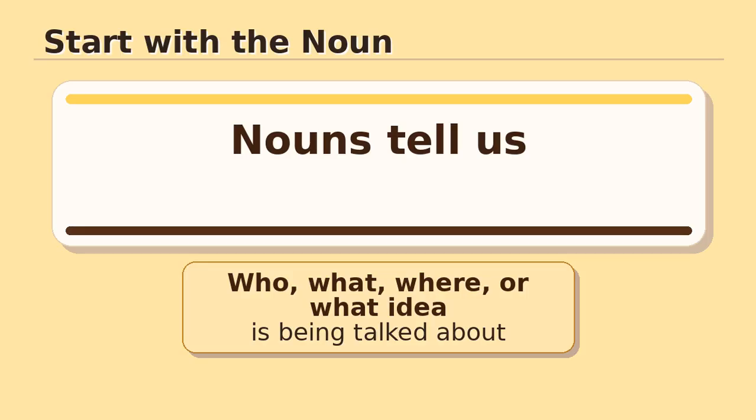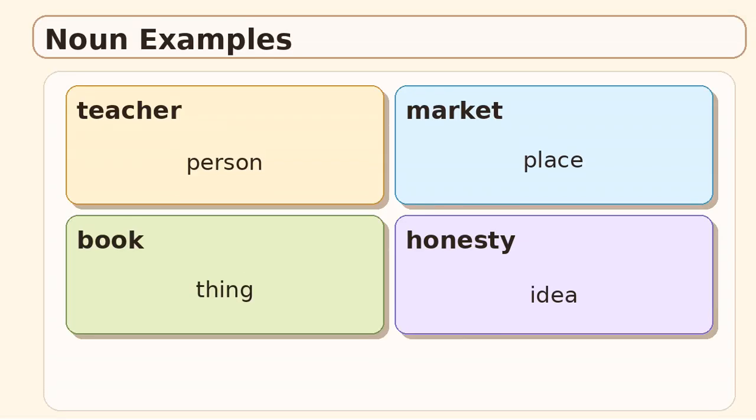A noun names a person, place, thing, or idea. It gives us the central topic of the sentence. Without nouns, communication becomes very difficult because we would have nothing clear to talk about. These are easy noun examples. Notice that a noun may be a person, a place, an object, or even something abstract like happiness or courage.